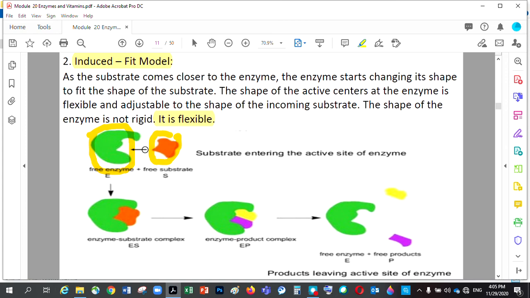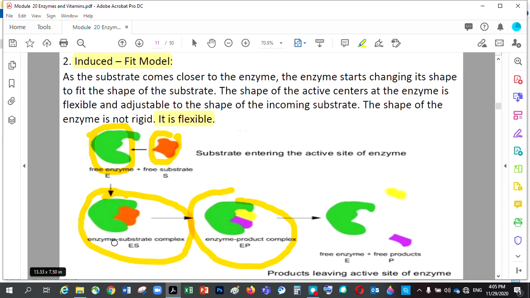The substrate is pulled towards the enzyme. The enzyme adjusts itself to fit the shape of the substrate. And here there's a complex, enzyme substrate, and here there's another complex, enzyme product, and here we have the free products coming out, and the free enzyme coming out as well. So this is the induced fit model.